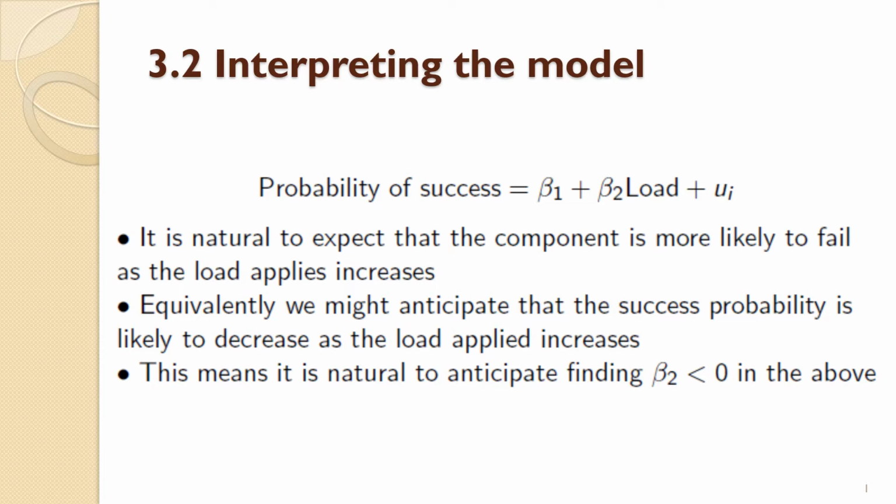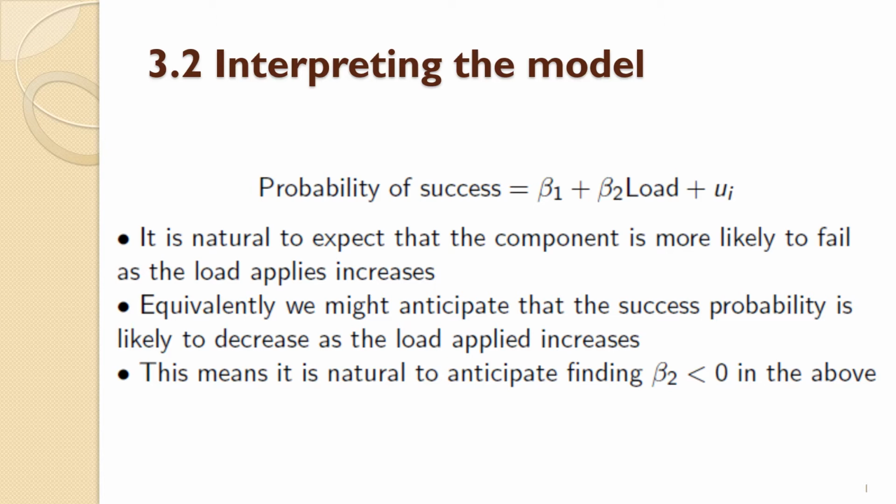So what we're trying to do here is model the probability of success in terms of the load, and it's natural to think that the component is more likely to fail as the applied load increases. So equivalently, you might expect the success probability is likely to decrease as the applied load increases, and so it's natural to expect that you would get the coefficient of beta 2 in this regression equation to be negative.